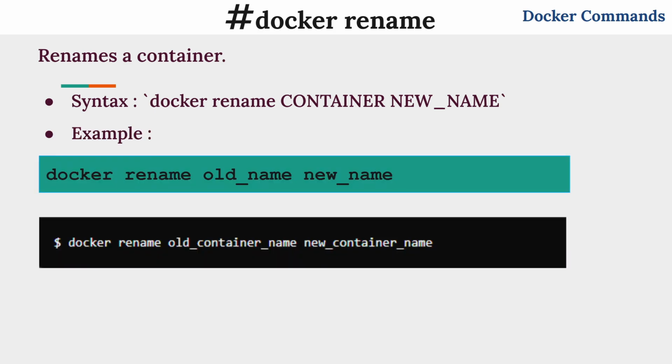The Docker rename command provides a straightforward way to change the name of Docker containers. This capability is useful for maintaining clarity and organization within Docker environments, especially when managing multiple containers or applications. Let's see the next command. Next command is Docker events.